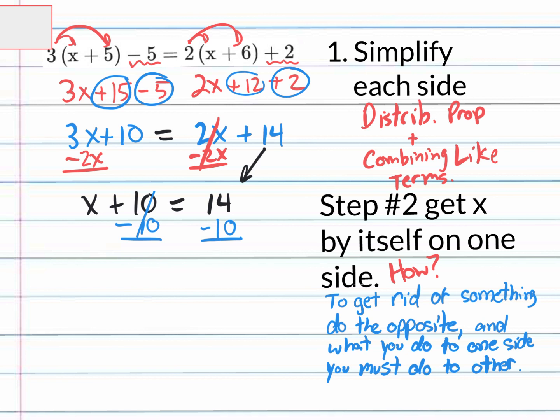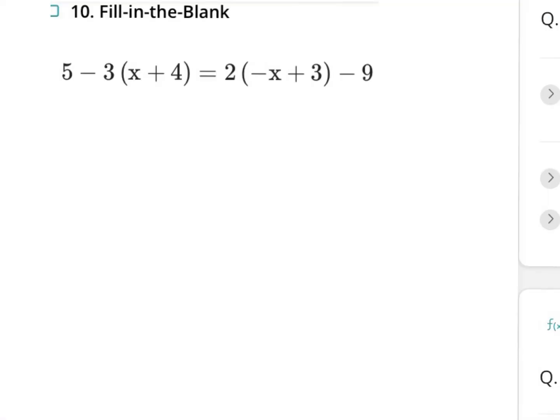14 take away 10 is 4. So I do have x equaling 4. That's your answer. That's what you have to type in. And that's how to get full credit. Let's move on. Another multi-step equation.